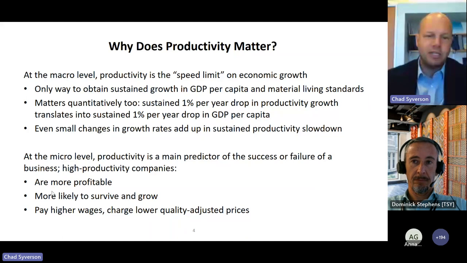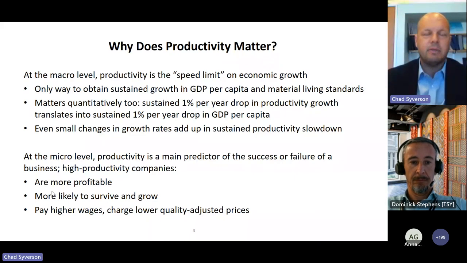And even small changes, now you might say, well, 1%, what's 1%? Well, 1% for 1 year is something. I'll show you what that is in a second. But if you have a sustained period, a decade or two decades' worth of a slowdown in productivity growth of, say, 1%, then it really starts to add up as the compounding kicks in. So that's why productivity matters at the macro level.